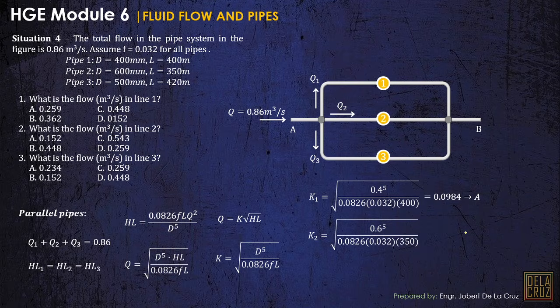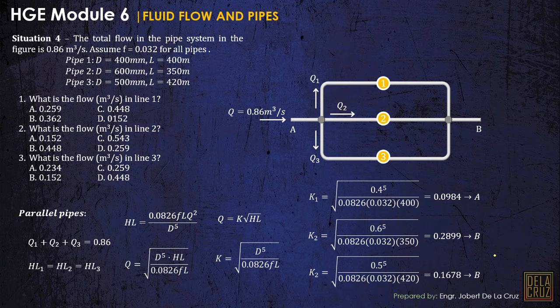For K2, so just follow the parameters dito. I hope you can just do that. Okay? And that is, save ko siya kay B. For K3, just follow the parameters for pipe 3. Of course, yung friction natin are constant. Then just store this one. Store natin siya kay C. Alright. So, papakita natin to use the calculator dito.